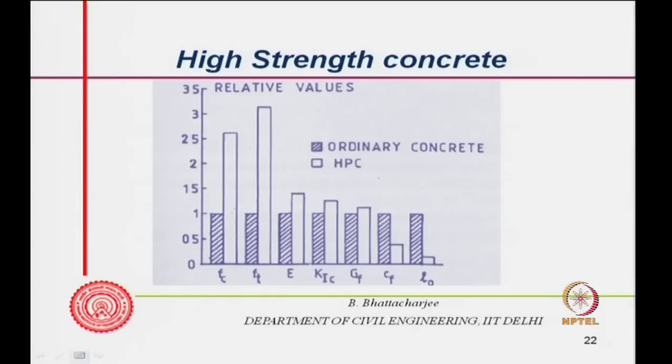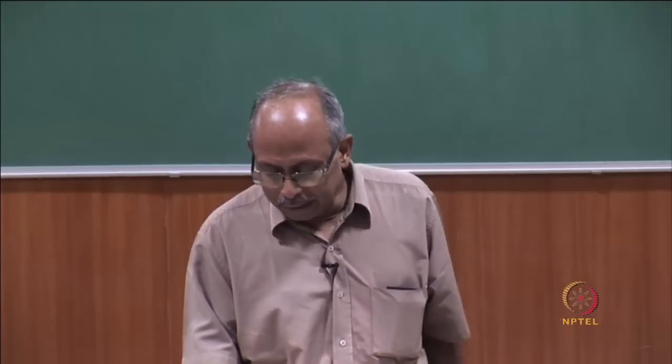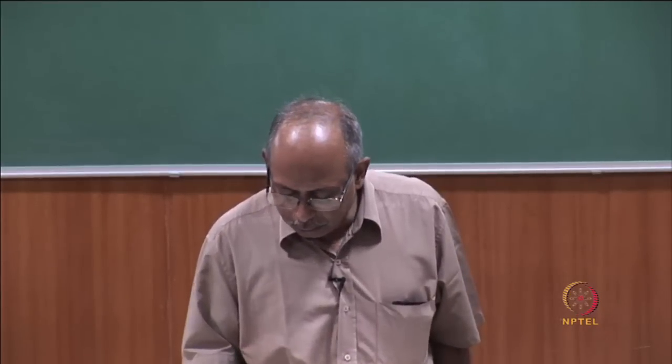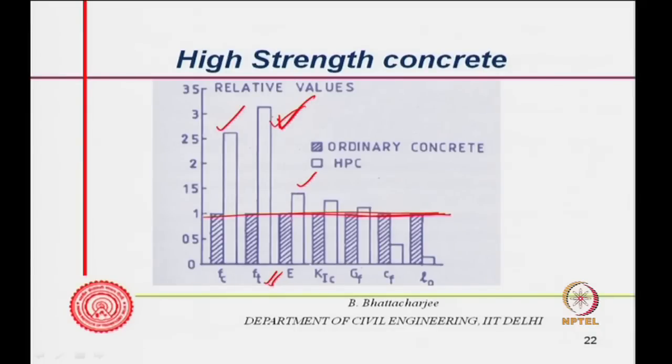If I look at its other properties, this is tensile strength, this is compressive strength, with 1 for normal, ordinary concrete. So, I am talking of relative strength. Tensile strength may be 3 times more, while its compressive strength may be 2-5 times more. So, if the relative compressive strength of high strength concrete is 2-5 times more, then tensile strength could be of a similar order or slightly higher. Then the modulus of elasticity is definitely higher.